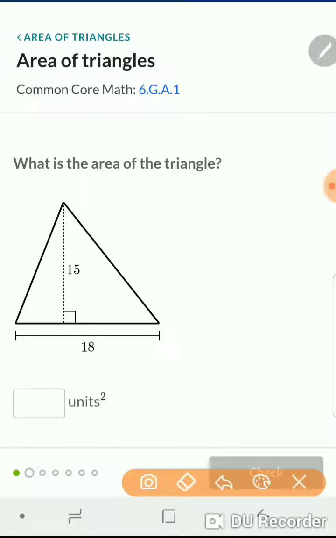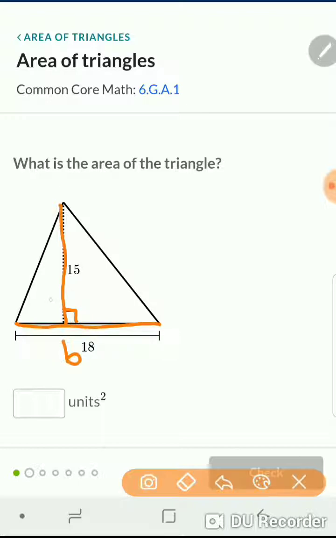The base and height are going to be discovered by finding the location of the right angle, which in this case is right here, and then knowing that the base and height will make that right angle. So there's a line right here and a line right here that make the right angle. One of those will serve as the base and the other will serve as the height. So in this case, the base will be 18.